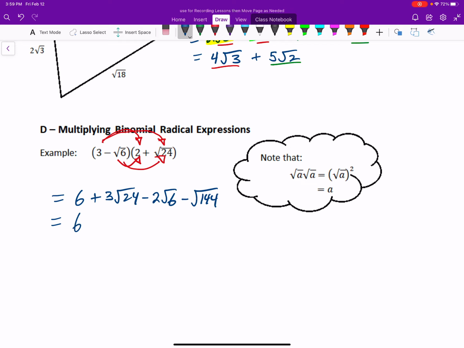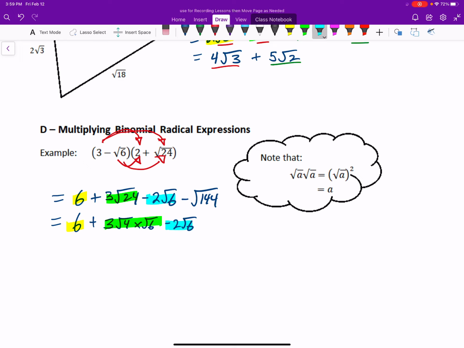Obviously 6 can't be simplified, but for 24, the biggest perfect square that goes into 24 would be 4, right? 4 times 6 gives me 24. And so, maybe some highlighting will help, this broke down into that, and then this negative 2 root 6. I can't break that down any further. Root 6 doesn't go any farther, so I'll just copy that one down again.